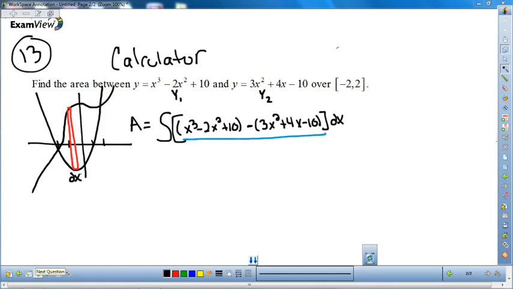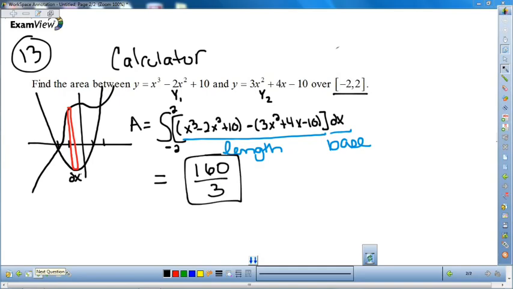This represents the length of the rectangle, and this represents the base, which is a small change in x. So this is the area of one of the rectangles. To find the sum of all of them, we have to take the antiderivative, and we're going to go from -2 to 2. So again, we're using my calculator for this. I'm just going to put this on my calculator, and I get 160 over 3.